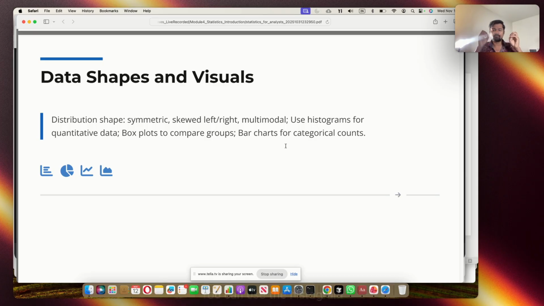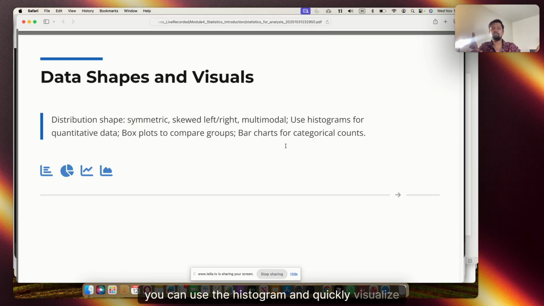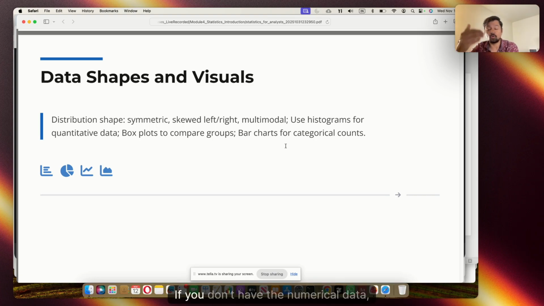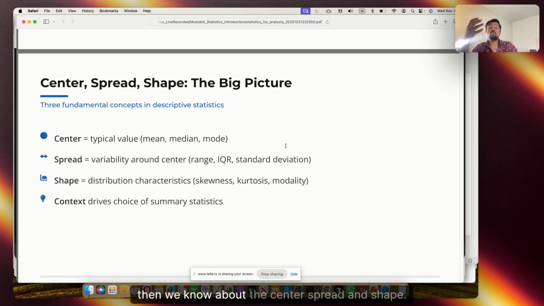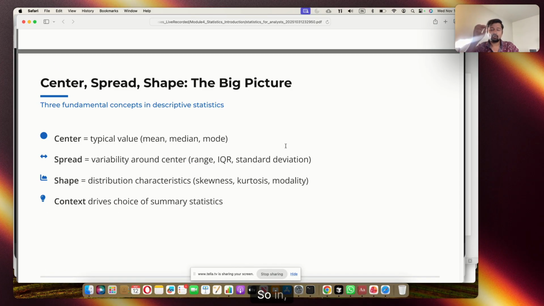You can use the histogram for quantitative data. Whenever you are seeing numerical features, you can use the histogram and quickly visualize how the data looks, whether it is symmetrical, skewed, or multimodal. You can use box plots specifically to compare two groups, or bar plots or bar charts for categorical counts. If you don't have numerical data, if you have categorical data, then you can go for the counts. We have already seen the center, spread, and shape.